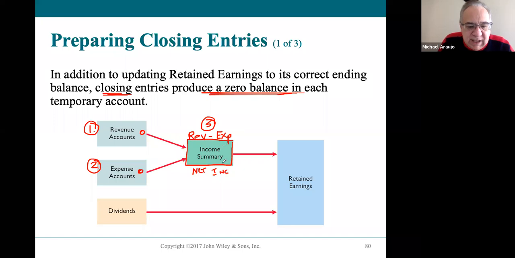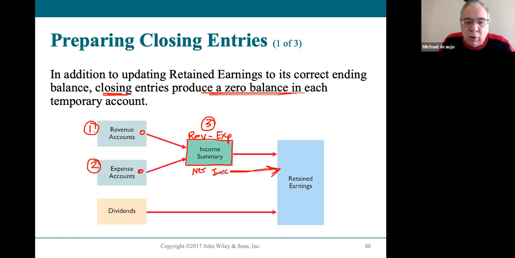Well, it doesn't need to be there anymore, because what do we do with net income? After we take all of our revenue, subtract all of our expenses, we move the net income directly into retained earnings. So the third step is we close income summary. We don't need it anymore. The balance in income summary will be the net income because it's simply the income statement accounts that are on it. And we simply move that over to retained earnings.